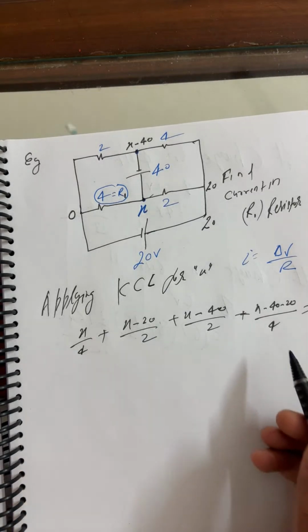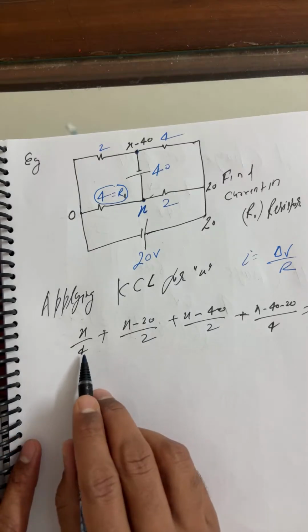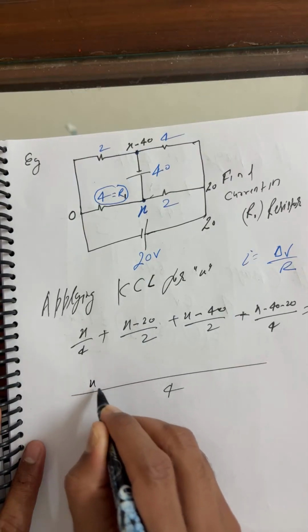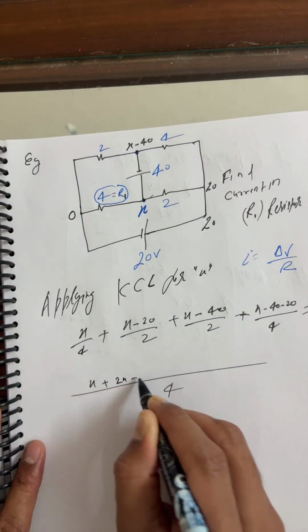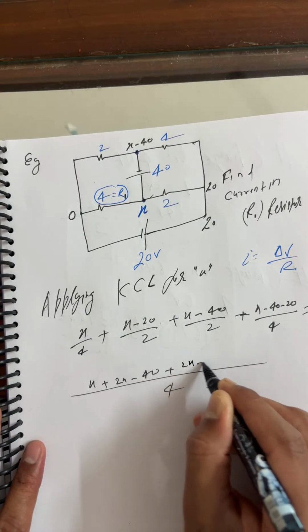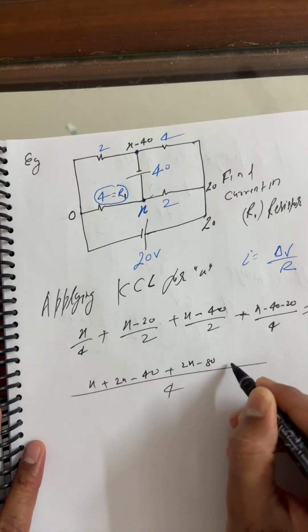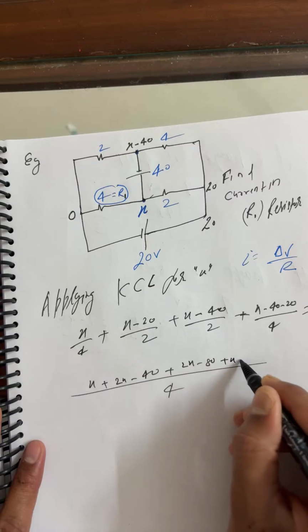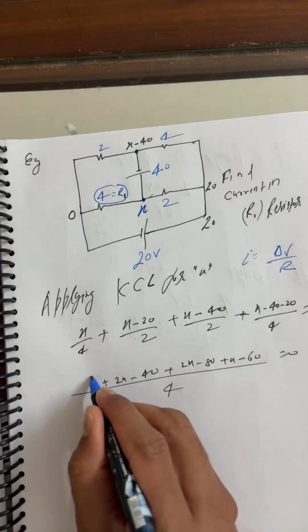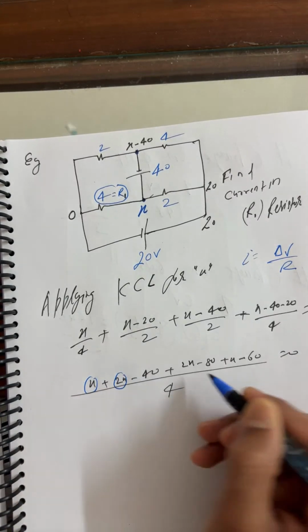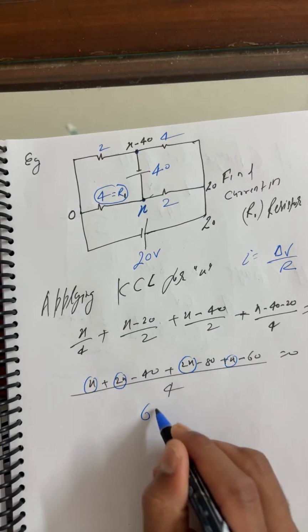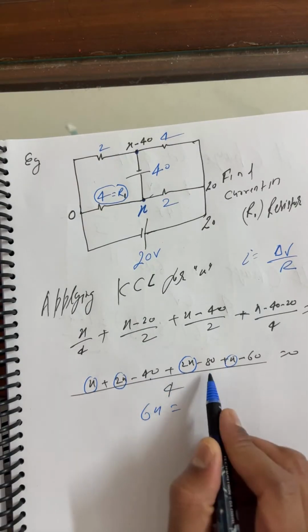Further, just solve. Take the LCM. So this is 4 everywhere here. So this is X plus 2X minus 40 plus 2X minus 80. This remains the same: X minus 60 equals 0. Entire 0. So what you can say? X, 2X, 3X, 2X, 5X and X, 6X here. So you can say 6X is equal to 40 and 80.